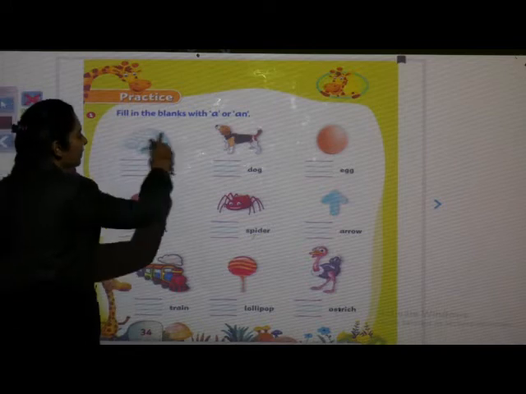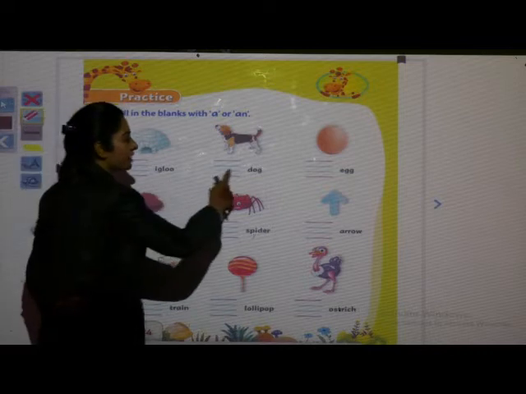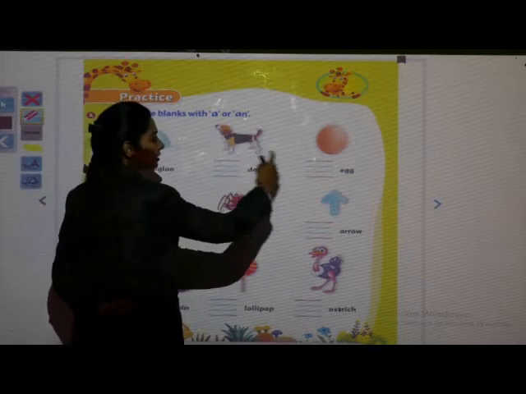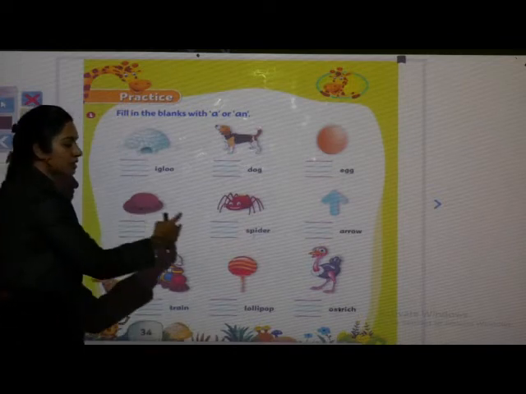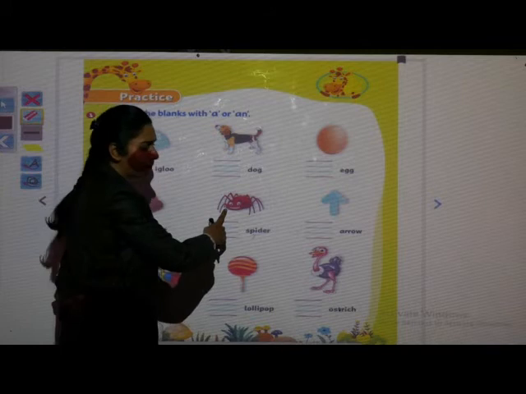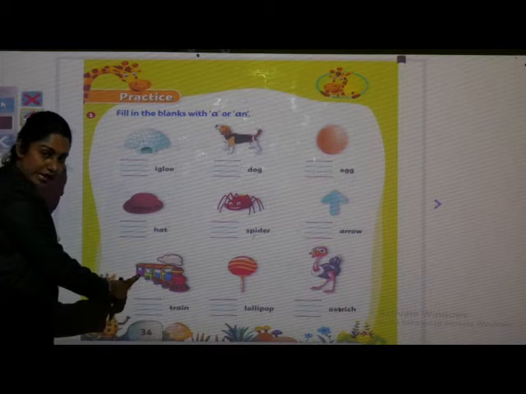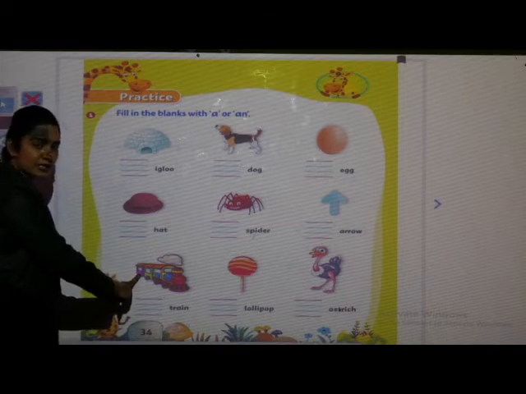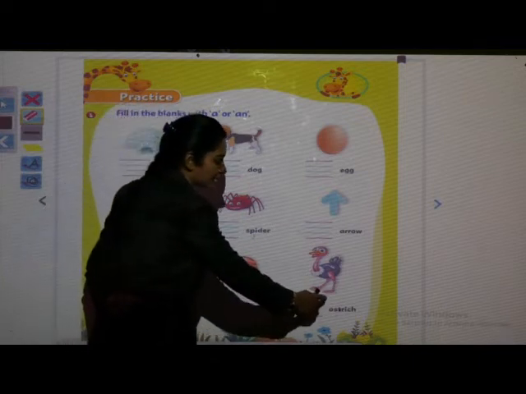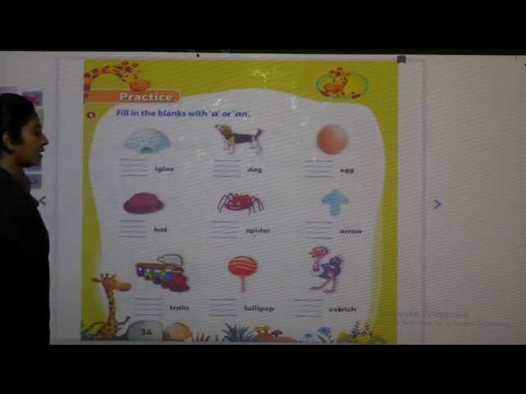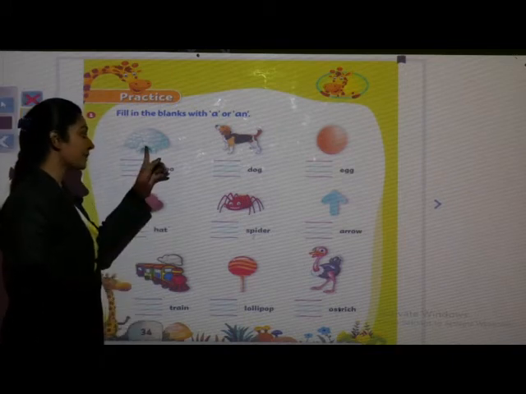Now children, which picture is this? This is an igloo. Which picture is this? Dog. This is an egg. This is a hat. This is a spider. This is an arrow. This is a bus. Then which picture is this? Train. And this is a lollipop. This is an ostrich.